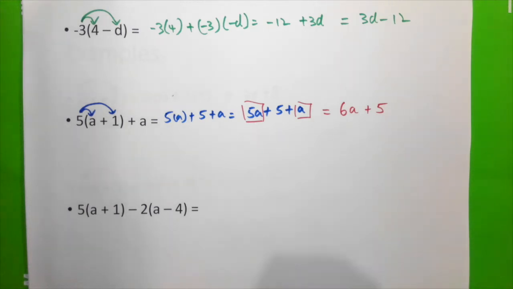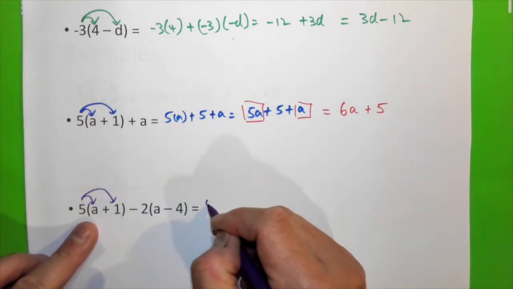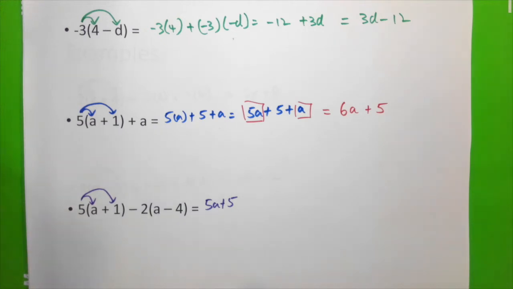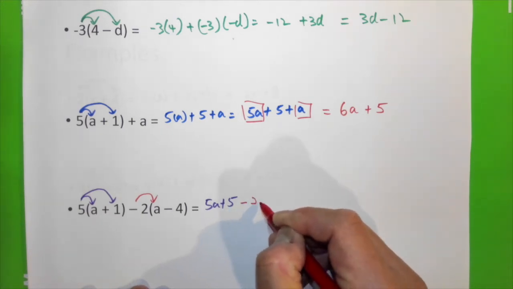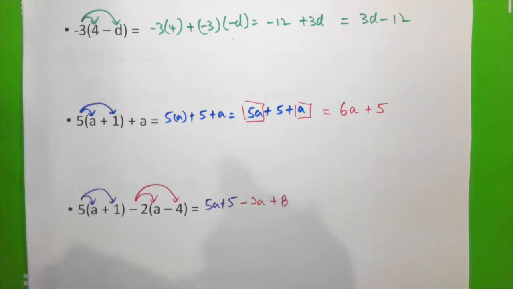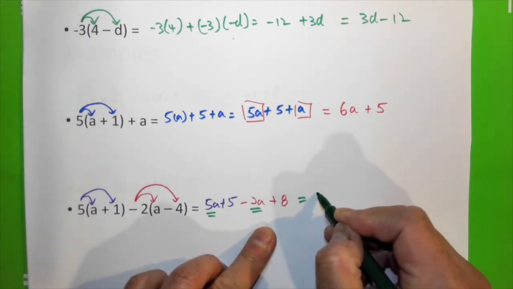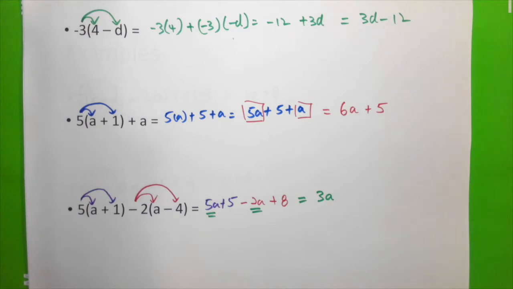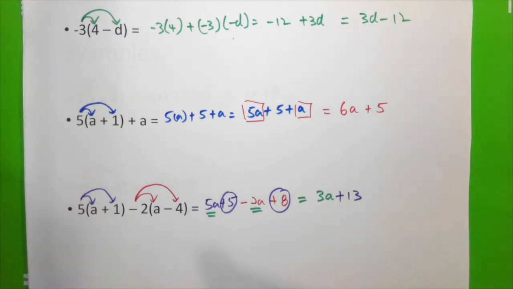Next one, 5 into a plus 1. So we've got 5a plus 5. Now, this time, minus 2 times a, that is minus 2a. Minus 2 times minus 4, that is plus 8. Therefore, we can again collect like terms. 5a minus 2a, that gives us 3a. And plus 5 plus 8, that gives us 13. So, the answer is 3a plus 13.